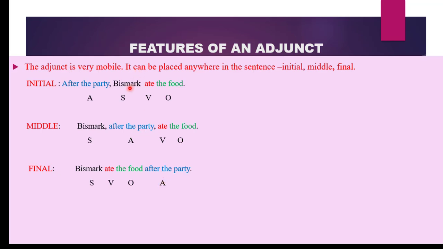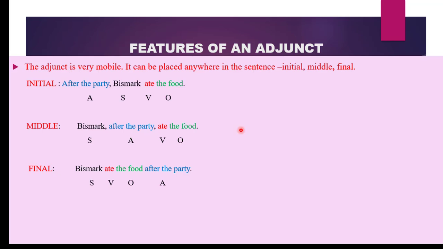Let us try to move Bismarck to the end of the sentence. After the party, ate the food Bismarck. It doesn't make sense. Therefore, Bismarck is not an adjunct. Let us move ate to the end of the sentence. After the party, Bismarck the food ate. It doesn't make sense. It is not an adjunct. Let us move the food to the beginning of the sentence. The food. After the party, Bismarck ate. It doesn't make sense. The adjunct has this special property of being able to move to any location in the sentence, whether initial, middle, or final.